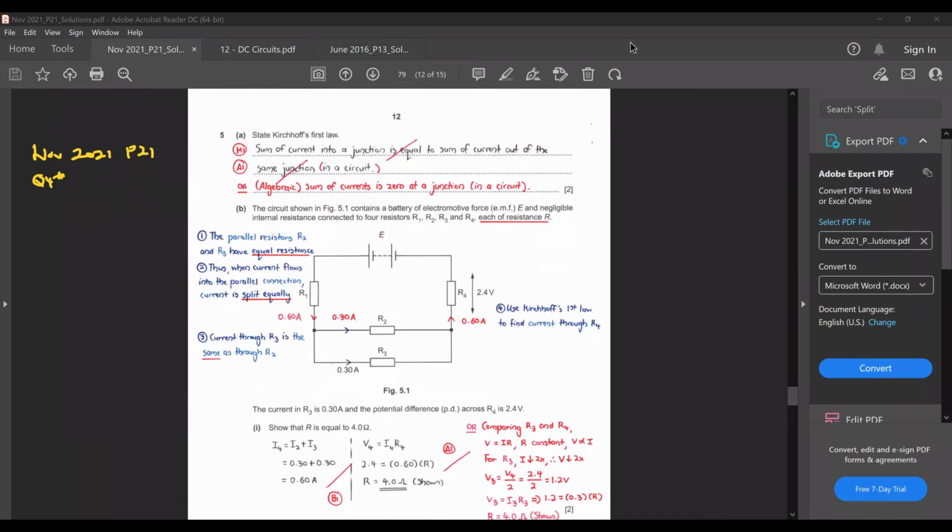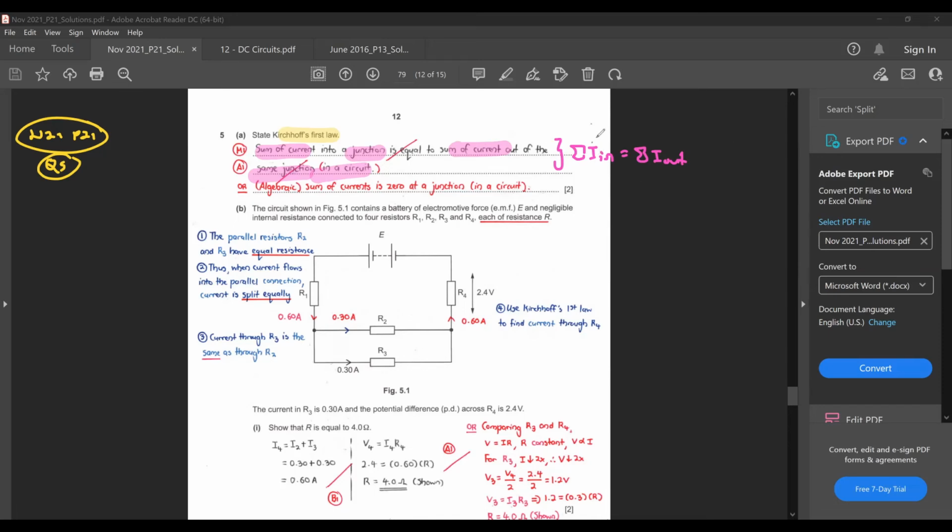Okay, right. So if you look at question 5 of that paper, November 21 P21, state Kirchhoff's first law. Kirchhoff's first law is simply that the sum of current into a junction is equal to the sum of current out of the same junction in a circuit, which you all know now. Sum of I in is equal to sum of I out. This one shouldn't be that big of an issue.